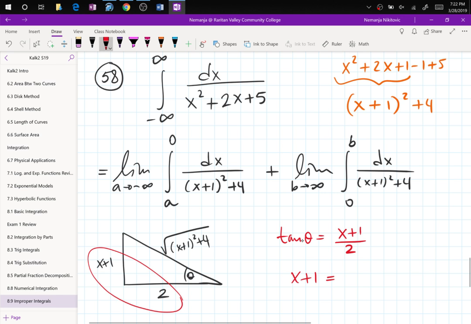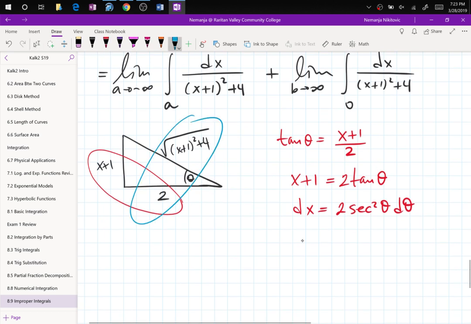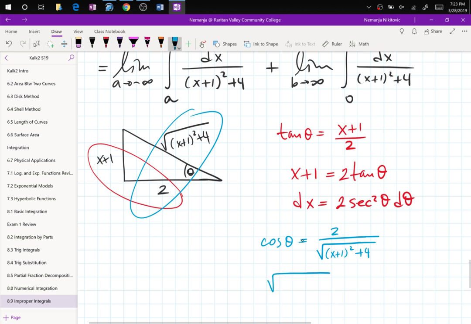So x plus 1 is equal to 2 tangent theta, and dx is equal to 2 secant squared theta d theta, since the derivative of tangent is secant squared. Then we have our blue: cosine theta is 2 divided by the square root of (x plus 1) squared plus 4. Then the entire square root is equal to 2 secant theta. Because I don't need the square root, I square both sides. So (x plus 1) squared plus 4, which is what I actually need, is 4 secant squared theta.